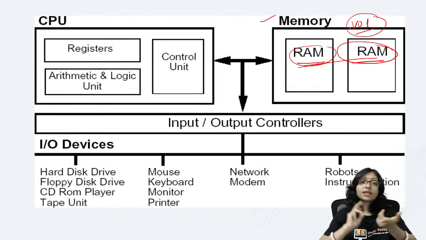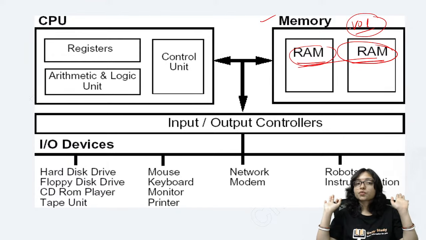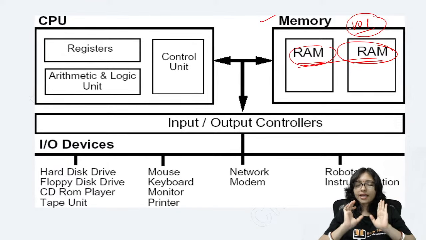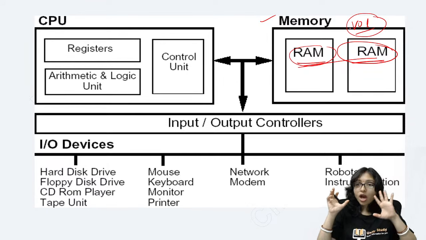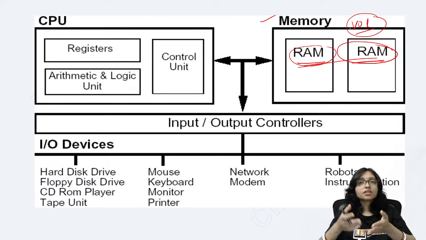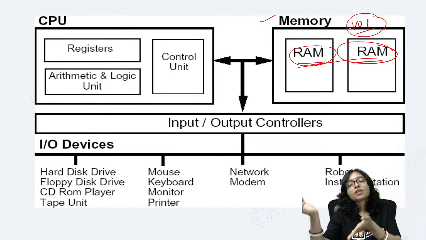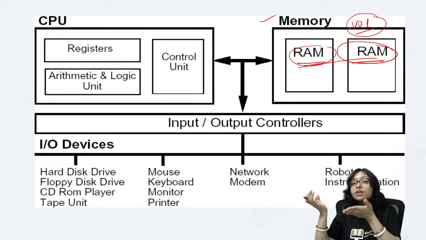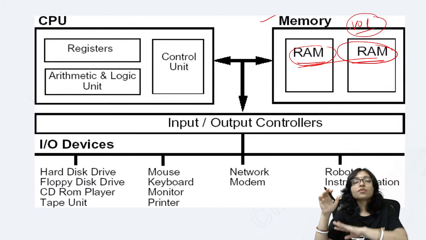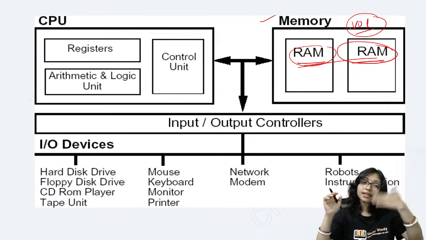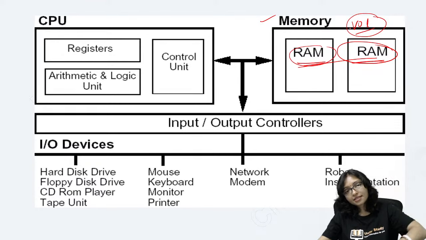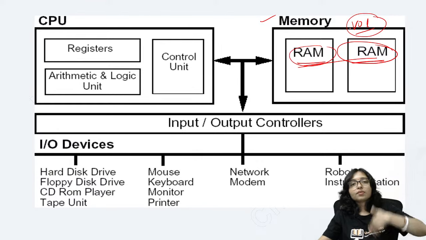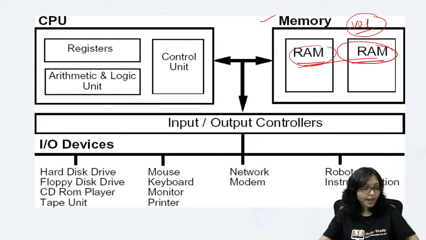RAM is very fast, but the space is very low. In RAM, space is very less, but speed is very fast. That's why ultimately you store everything in the secondary memory. From the secondary memory, whenever execution is required, it will be loaded into the main memory, that is RAM, and then it will be executed. Every time it will be refreshed and come to the RAM.